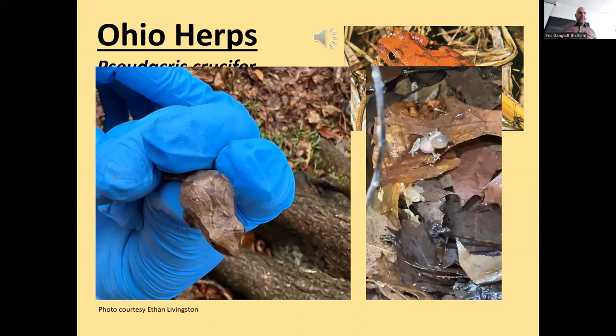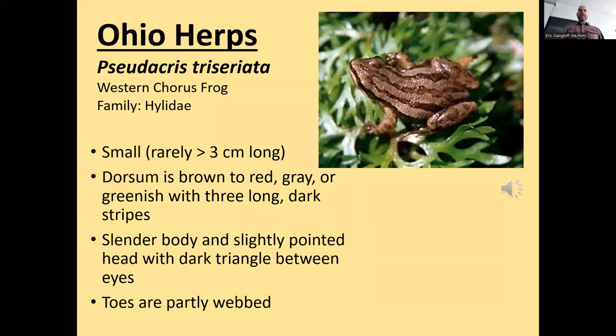And then this is a photo from Ethan. You can see very nicely, this guy's pretty dark overall. You can see this X on his back very clearly in that image, showing you why they're called Pseudacris crucifer. That's the peeper. We also heard chorus frogs, of course.